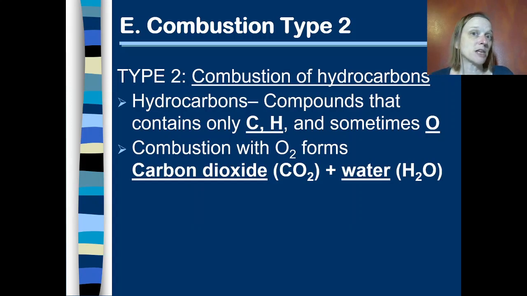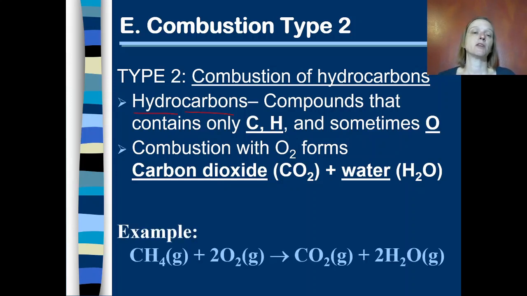The type that needs a bit more discussion, because we haven't talked about it yet, is the combustion of hydrocarbons. Hydrocarbon, as the name implies, contains hydrogen and carbon. Sometimes they also contain oxygen as well, and when those compounds combust with oxygen, they form carbon dioxide and water. So those are the products. An example of this would be methane gas reacting with oxygen to form carbon dioxide plus water. The products are always carbon dioxide plus water.